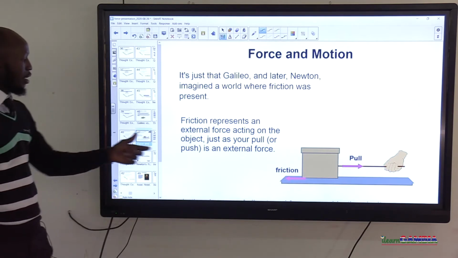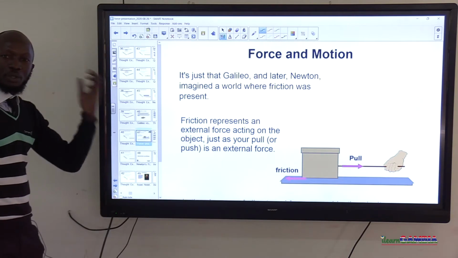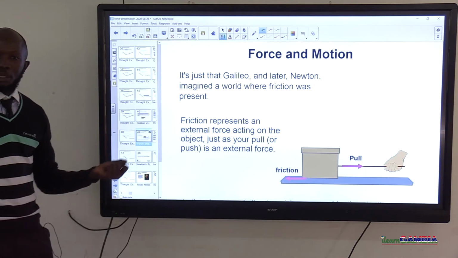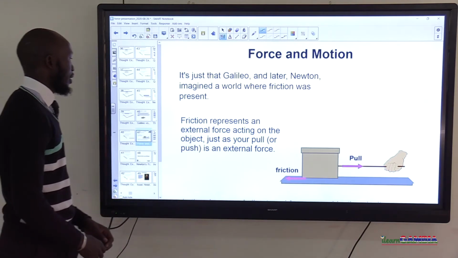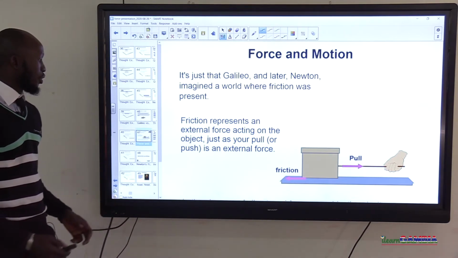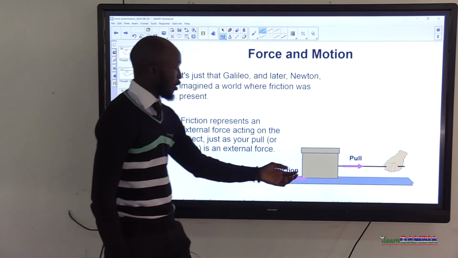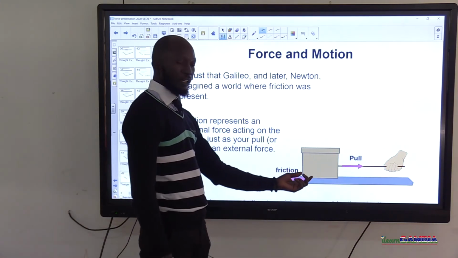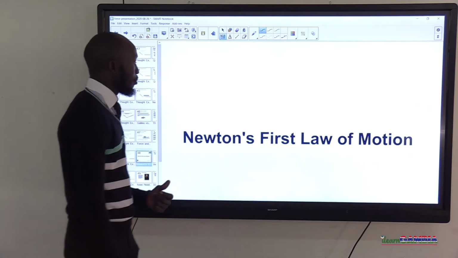And so if I have, for example, this box and I am pulling it, obviously if I do not maintain the constant force that I am using to pull it, it will come to an end because there is friction acting on it, right? So we say friction represents an external force acting on the object, just as your pull or push is an external force. Like you can see, if this guy here is trying to pull this box in this direction, the frictional force is trying to oppose the movement of that object, right?